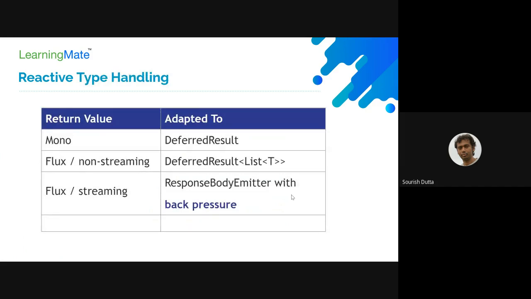So how are we going to compare this? Previously we also had DeferredResult in MVC. If we wanted to send a single response, we can use DeferredResult, where the result may appear later. There we can change the return type to the reactive side as Mono. If we are using Flux for a list of items, then we can say Flux. If it's streaming, with ResponseBodyEmitter we can continuously send the messages back.